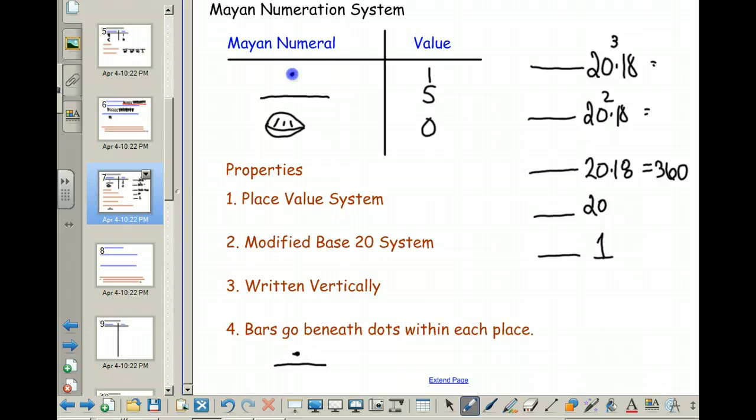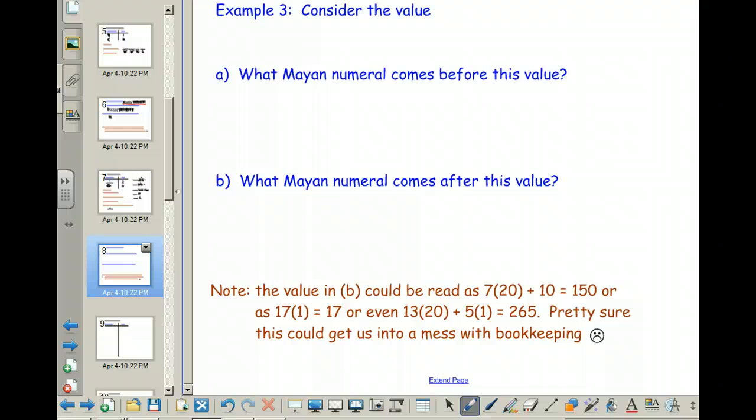Of course, you're not going to be changing any of these around, but that is the correct ordering of what we have. But we already do, just like we did in the last section. So we're going to consider a value. The value we're going to consider has two dots with one line underneath it, and then four dots with one line underneath it. Two dots and a line, four dots and a line. And the first question is, what Mayan numeral comes before this value, and what Mayan numeral comes after?